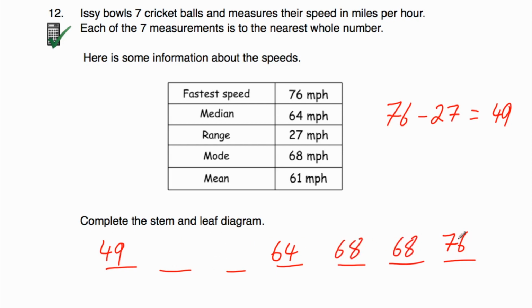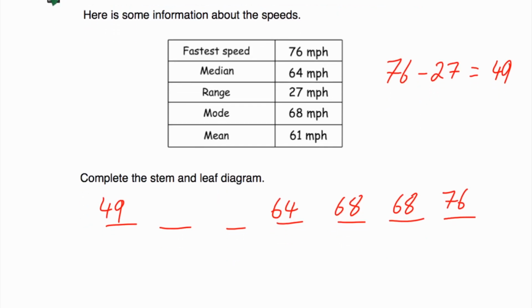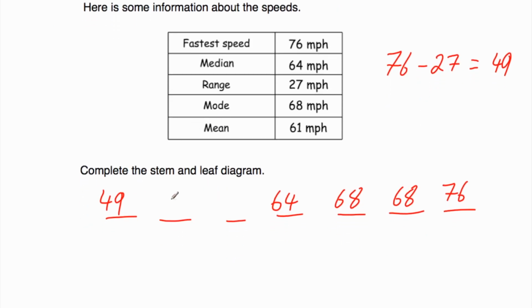So that's fantastic. So we've got 5 numbers so far. We've got 49 miles per hour, 64, 68, 68 and 76. So we've got 2 more numbers to find, and we've only got 1 more bit of information, and that's the fact that the mean is 61 miles per hour. So let's think about how we work out the mean. The mean is found by adding up all the values and dividing by how many there are, and there's 7 numbers. So we've added up these numbers and divided by 7 and got 61.